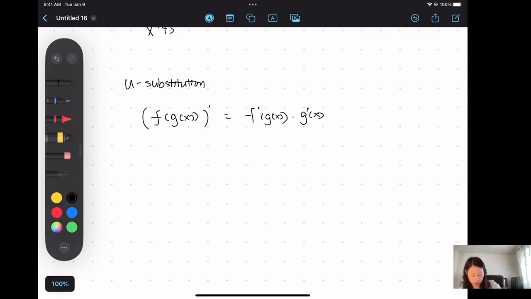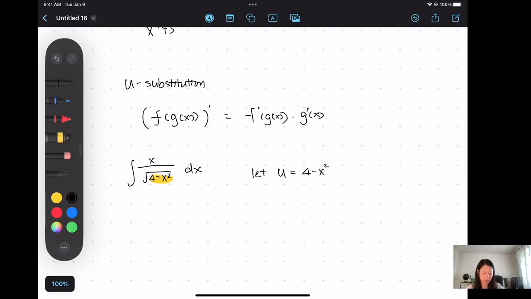So here's the example. I want to get the antiderivative, or the integral, of the square root of 4 minus x squared dx. The first step is you need to pick the u. What will be the u? Well, usually we'll pick an embedded function. Which one do you think looks like the embedded function? Well, it would be this one, right? So I will let u equal 4 minus x squared.